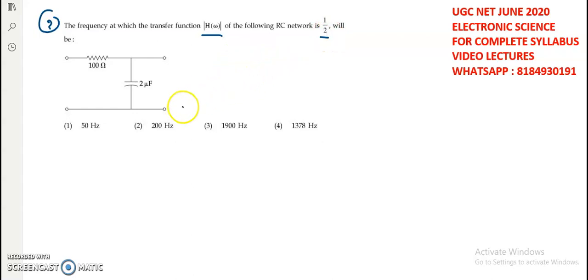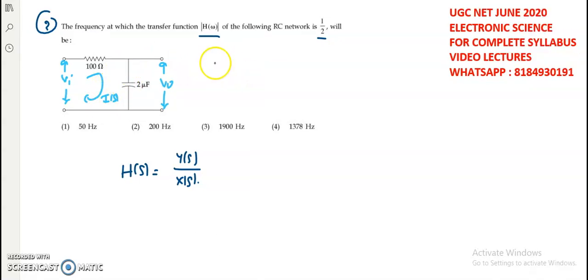In the transfer function concept, what we discussed is that the transfer function H of s is nothing but the Laplace of the output divided by the Laplace of the input. In this question, let's take V naught as the output and Vi as the input. If I apply KVL to the first loop, let's take the current flowing as I of S. Then as per KVL, I of S can be given as Vi of S divided by 100 plus 1 by Cs. Why?